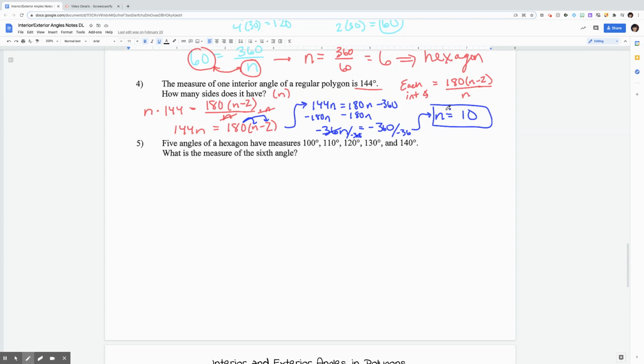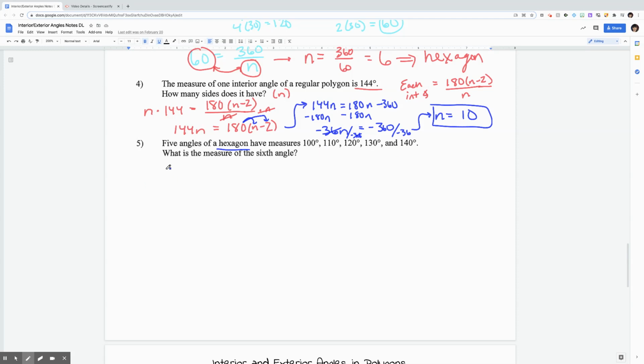Okay, all right. So I actually want you all to try number 5 here on your own, but I'm going to set you up a little bit. So we're talking about a hexagon, and I know 5 angle measurements in this hexagon, and I want to know how big the 6th angle is. So this is not a regular polygon. This is just some random polygon. We don't know that it's a regular polygon, and actually obviously it's not, because you have different measurements for all of these angles.